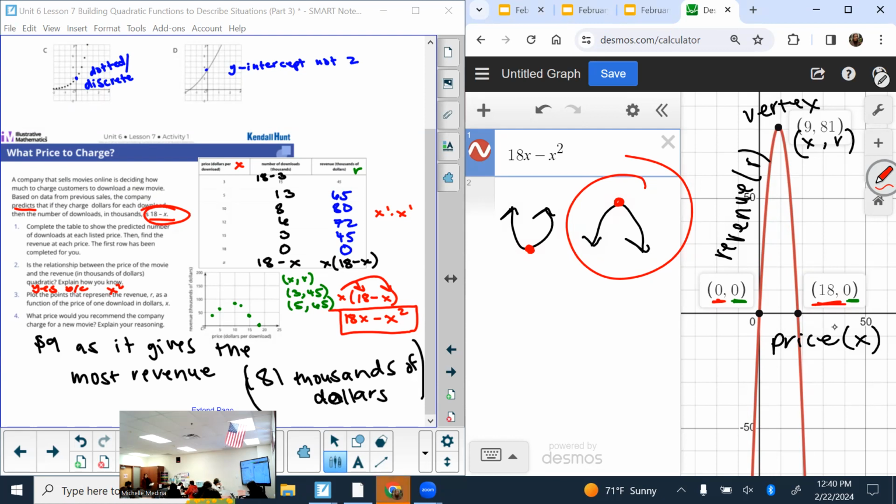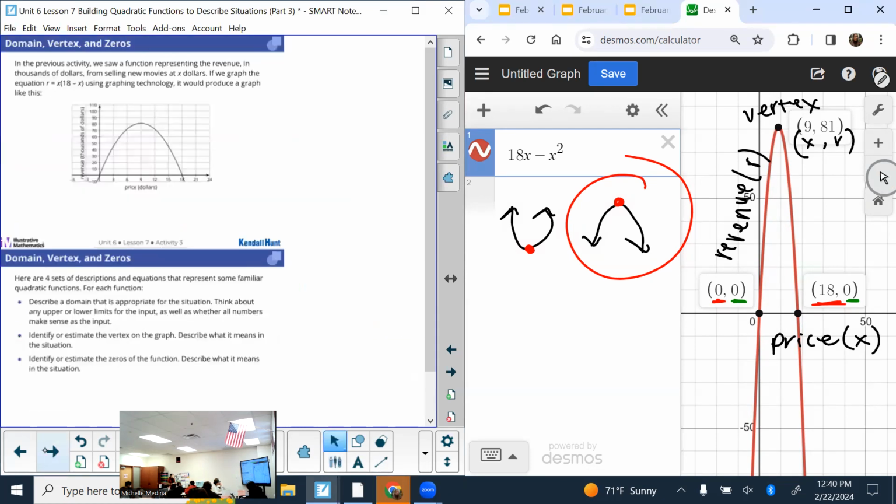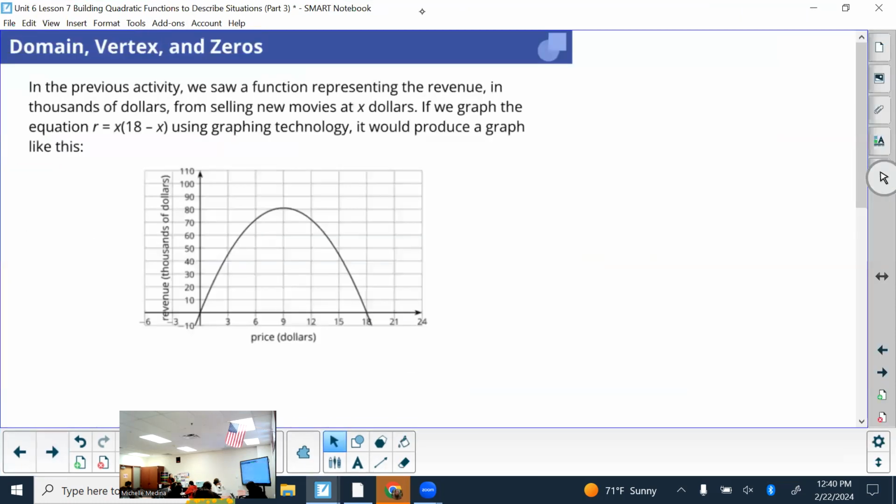Okay, so questions on that? All right, really good activity. Just one more to do now, and it's relating all of those vocabulary words together: domain, vertex, and zeros. In the previous activity, we saw a function representing the revenue in thousands of dollars from selling new movies at x dollars.